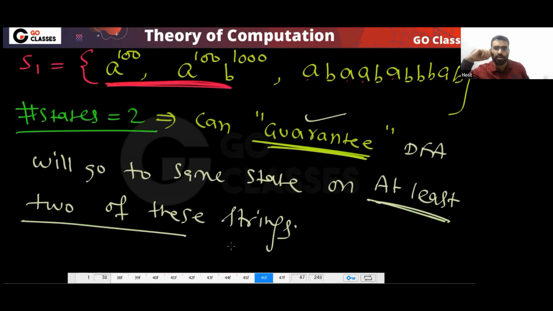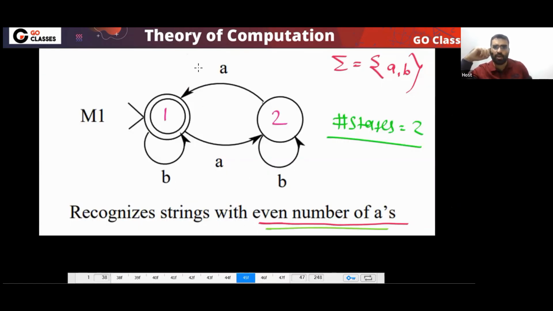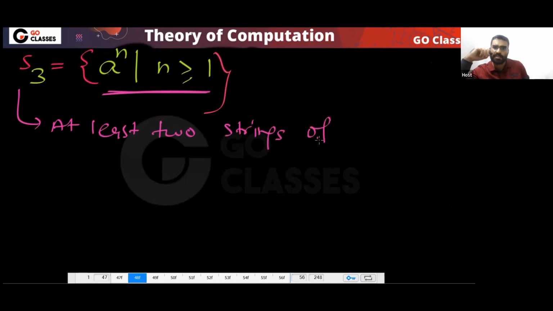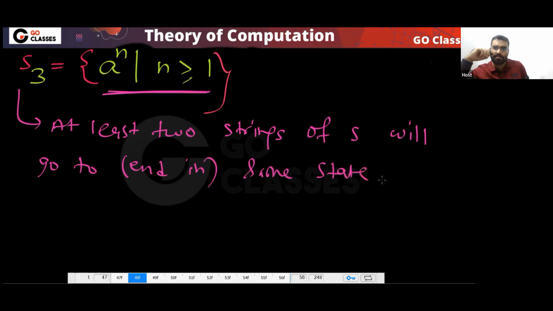For this set, what will happen? Your DFA is this. Remember, your DFA is even number of A's. So if I give you this infinite set, then what will happen? I can say at least two of them will go to the same state. Correct or not? I can say at least two strings of S will go to the same state, will end in the same state.